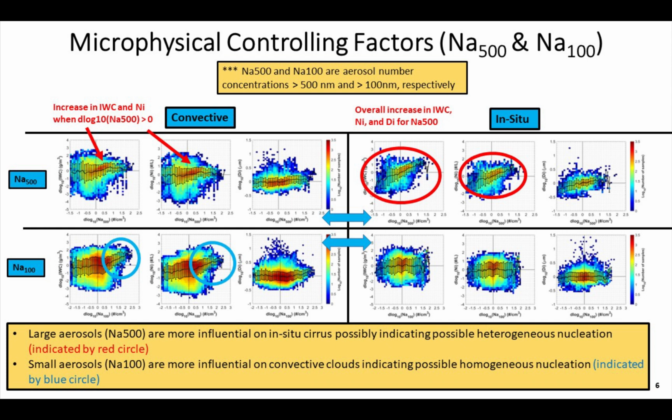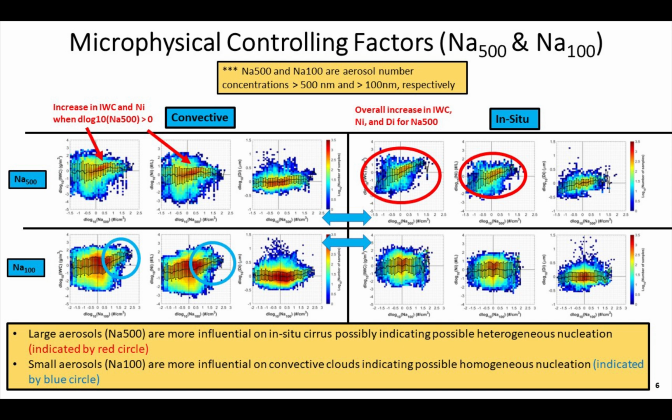For small aerosols, we see that there's a little bit of an increase indicated by the blue circles in the convective cases. However, for the in situ cases, we don't see any type of increase really at all in the average ice microphysics. So this indicates that they're more influential on convective clouds, indicating possible homogeneous nucleation.